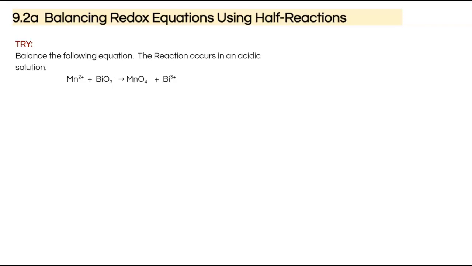So here's an example of how to balance a redox reaction using half reactions if the reaction occurs in acidic conditions. We covered this on Friday, but I thought it would be smart for us to start with a warm-up example just to get the juices flowing. I would encourage you to pause the video, give this a try, and then watch me take it up.